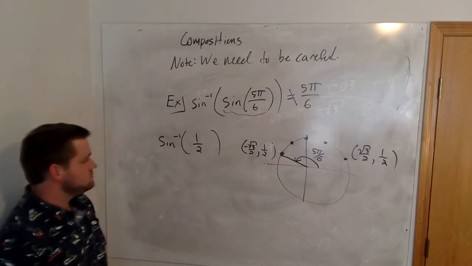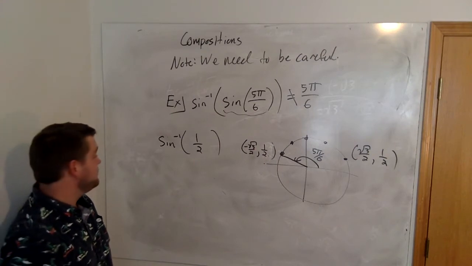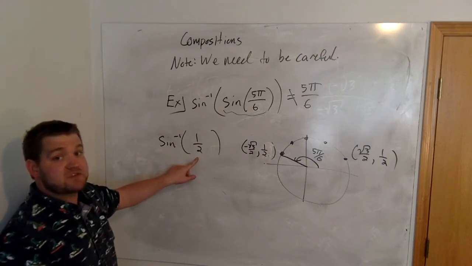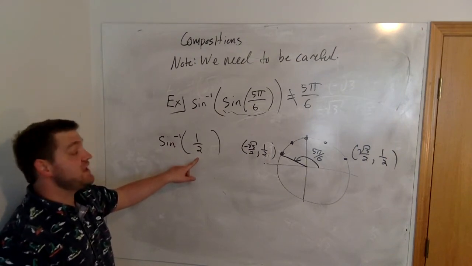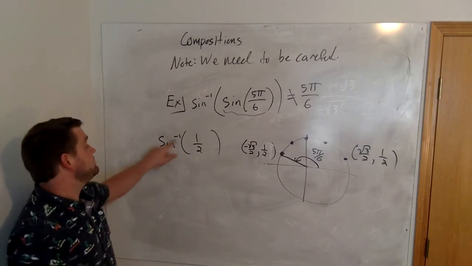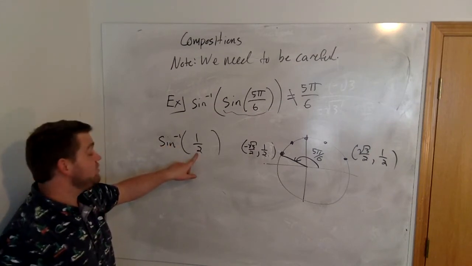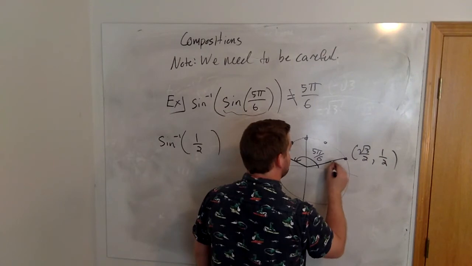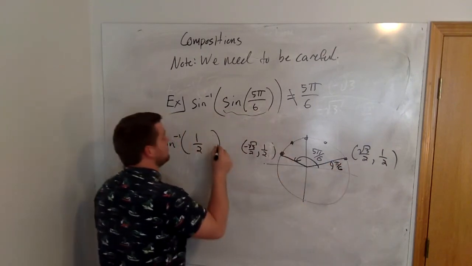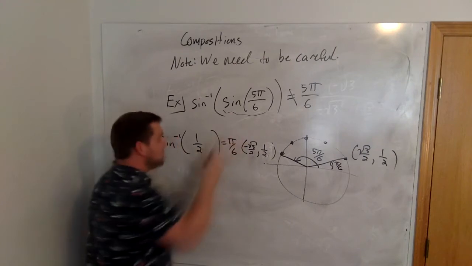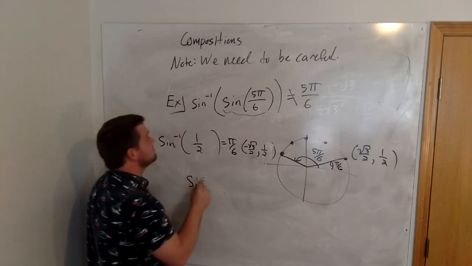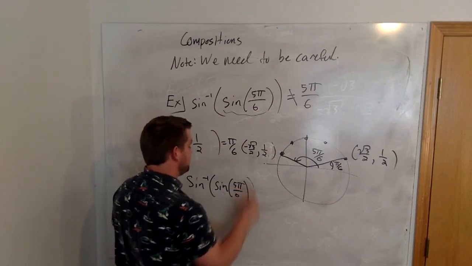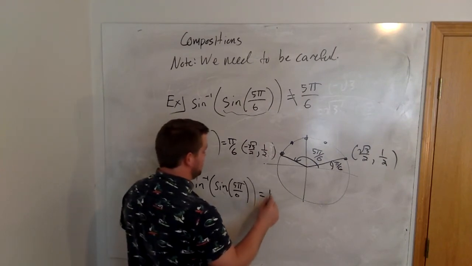Now what we're going to ask ourselves is, what is sine inverse of 1/2? Remember how sine inverse works here. Sine inverse only spits out an angle between negative pi over 2 and pi over 2. What angle between negative pi over 2 and pi over 2 gives you a height of 1/2? That's this angle. This is pi over 6. So this answer here is pi over 6. Notice that sine inverse of sine of 5 pi over 6 is not equal to 5 pi over 6. It's actually pi over 6.